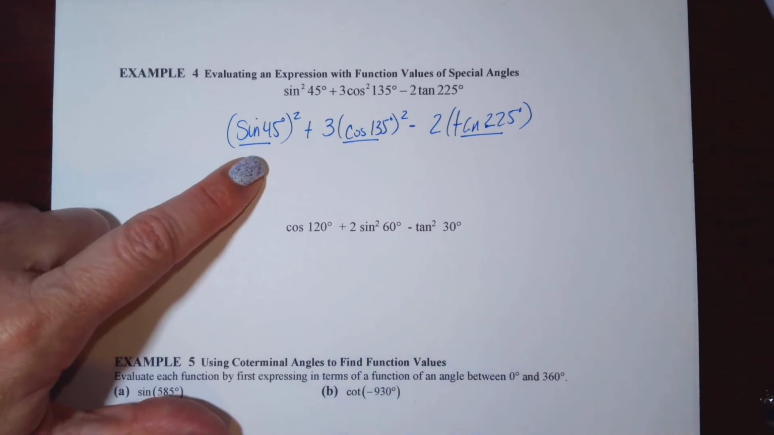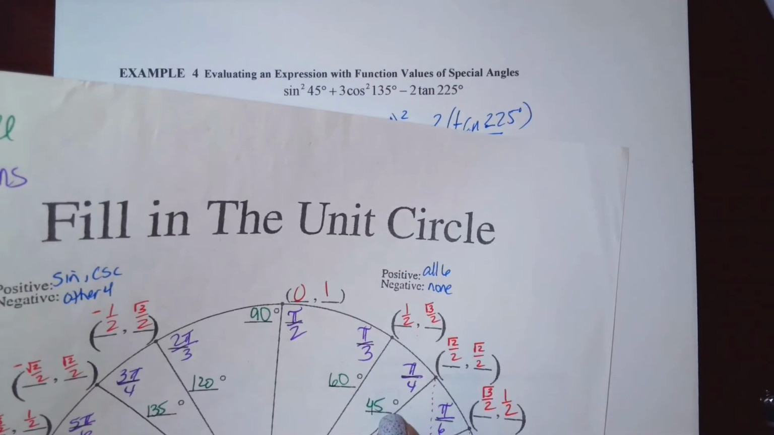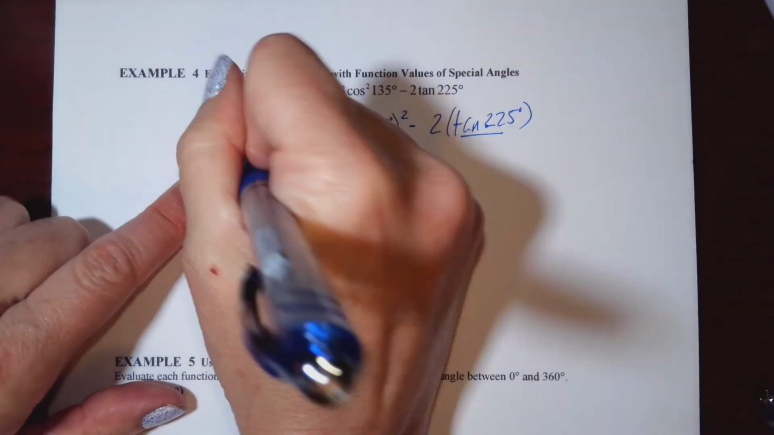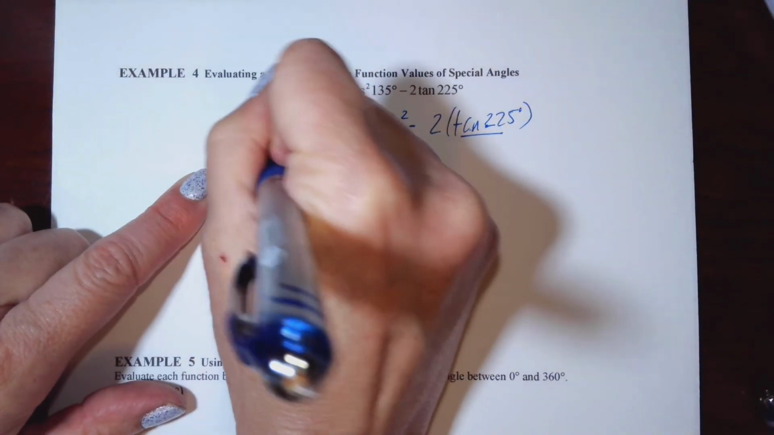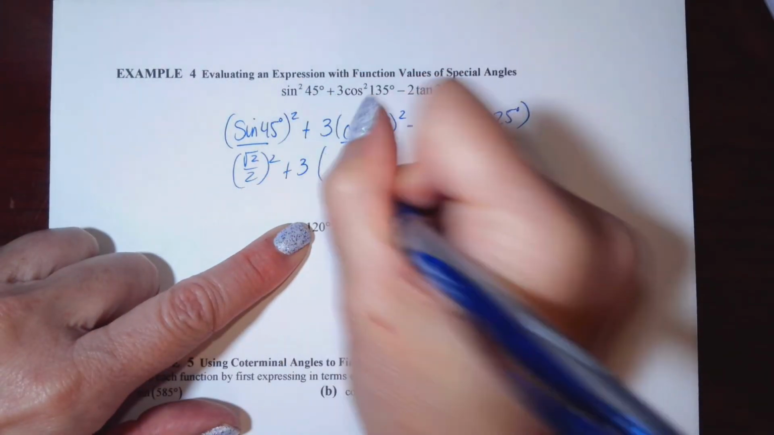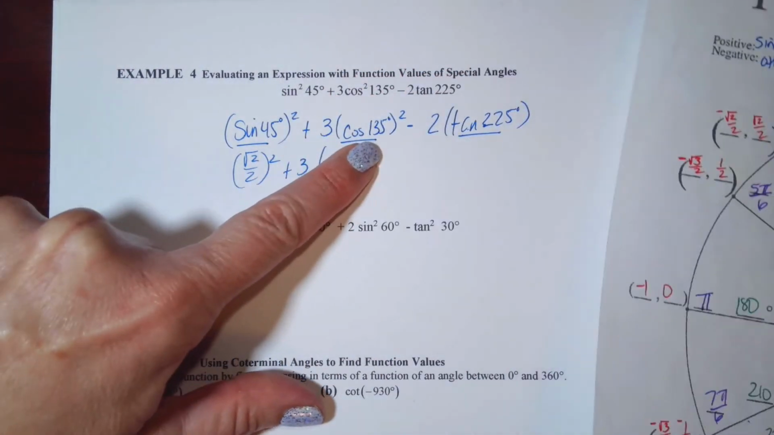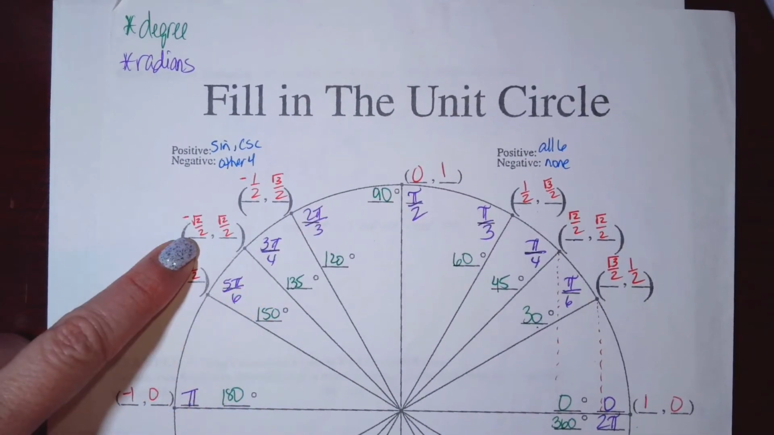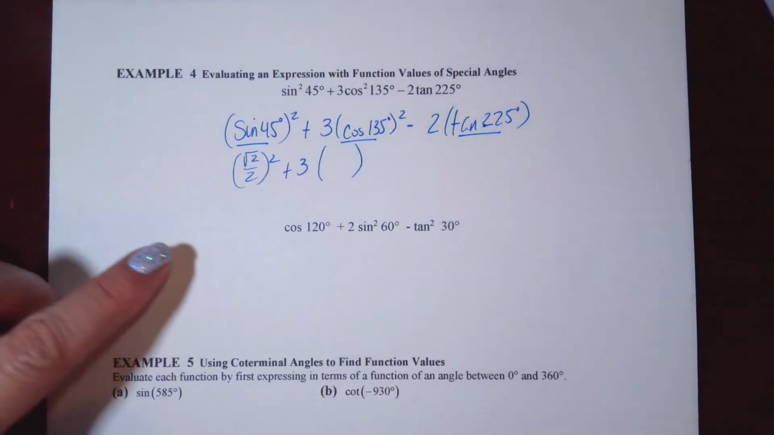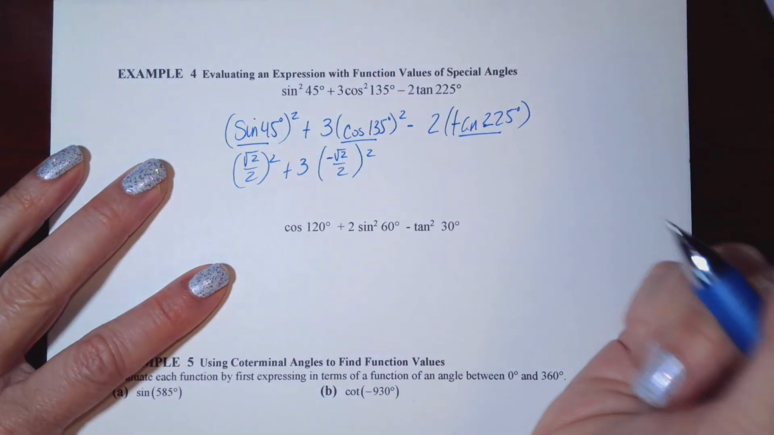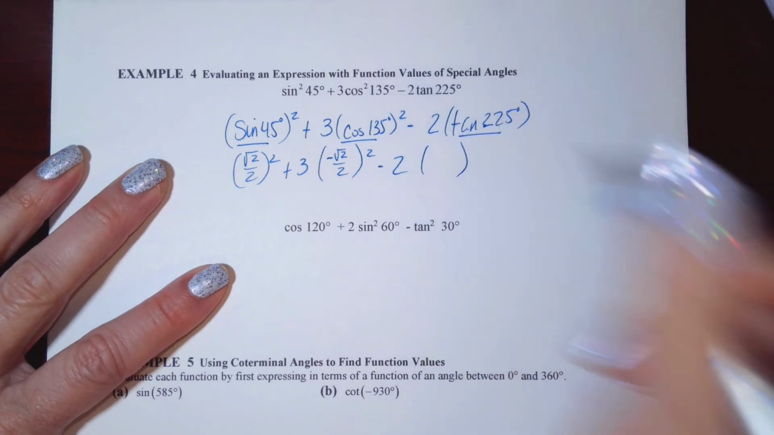Sine of a 45 degree angle, sine and cosine are both square root 2 over 2. So this is square root 2 over 2 squared. Plus 3 times cosine, that 135, that's another 45 degree angle. Over here though, I'm in quadrant 2, cosine is negative. Of course I'm going to be squaring it. Minus 2 times tangent of a 225 degree angle.